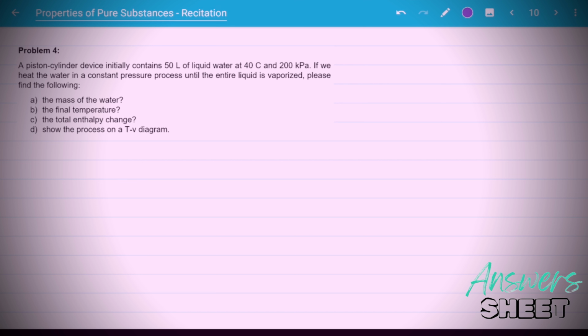Now, if that's the case, we are asked to find the mass of the water, the final temperature, the total change of enthalpy, and also show the process on a TV diagram. So a few keywords that we need to pay attention to. Again, we see this phrase, the entire liquid is vaporized. This means that our final state is actually saturated vapor. We also have a keyword here, the process is constant pressure.